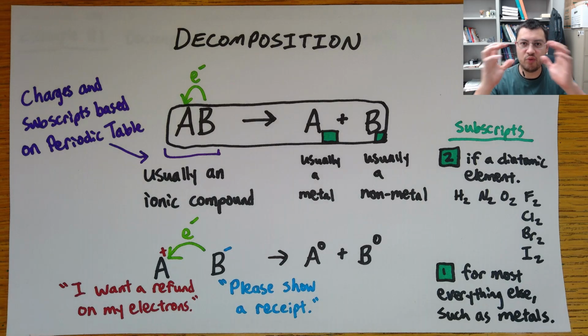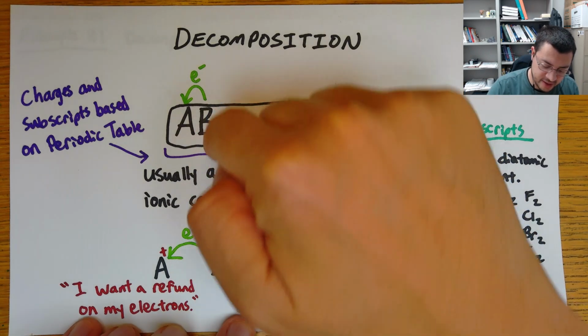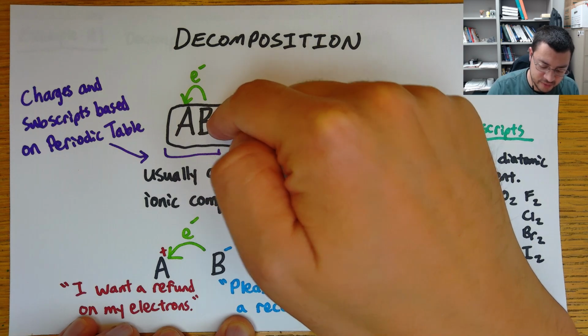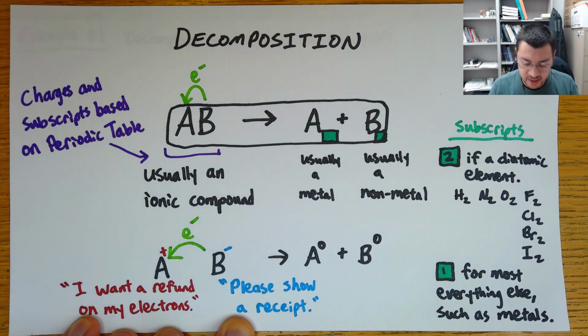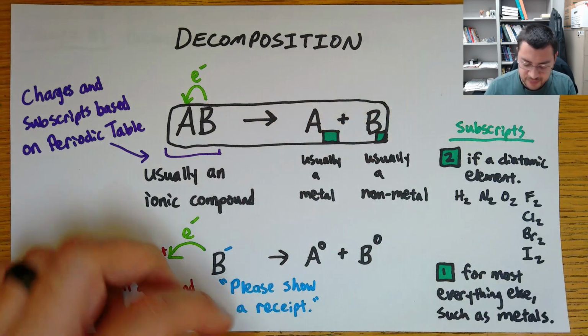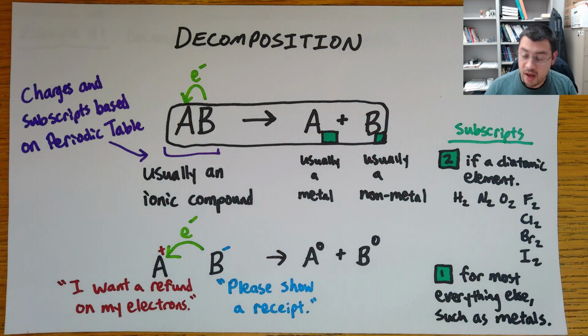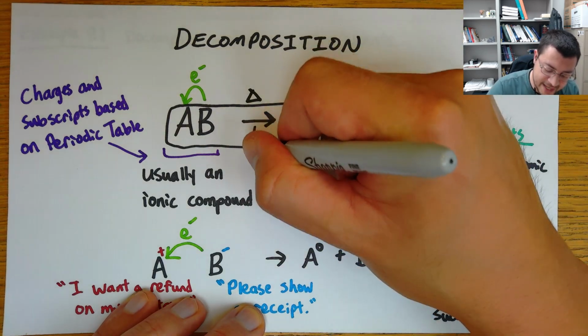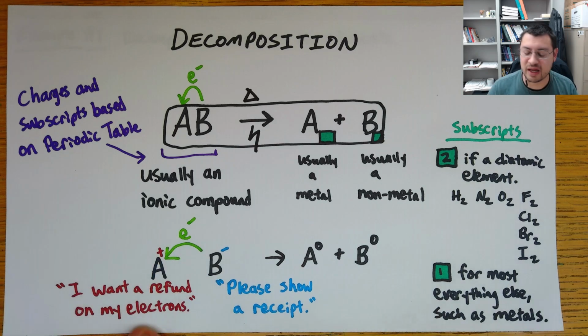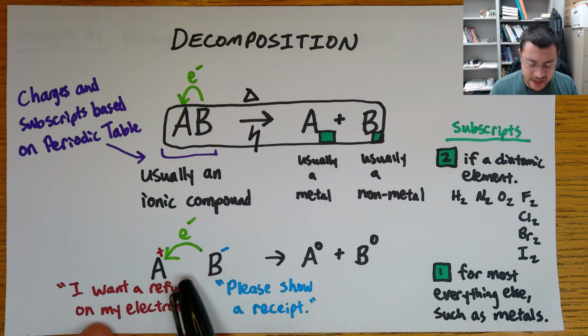In decomposition, you have one thing breaking apart into two things. That one thing is usually an ionic compound, with the subscripts being based off of the charges you find on the periodic table. In order to break things apart, you usually need to apply some amount of force. You're going to need heat to break things apart, or maybe an electrical current in the form of electrolysis.